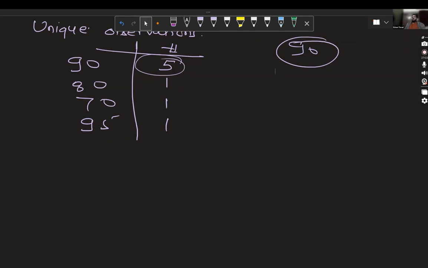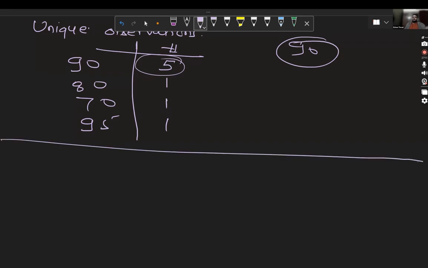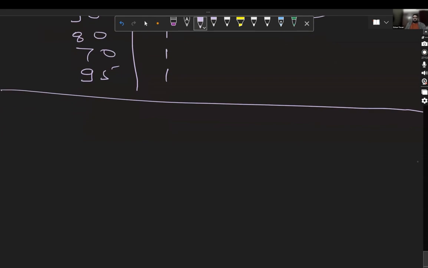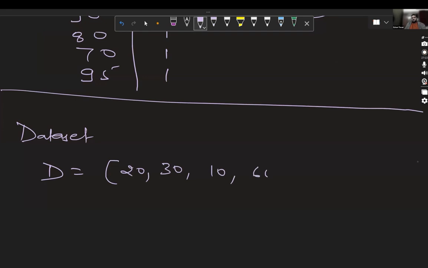So let's do one thing, guys. Let's do a practice problem where we will calculate all the 3 things. Let's say we got a data set, which I'm defining as V, and we have values like 20, 30, 10, 60, 40, 80, 50, and 70. So we have a total of 8 data points.